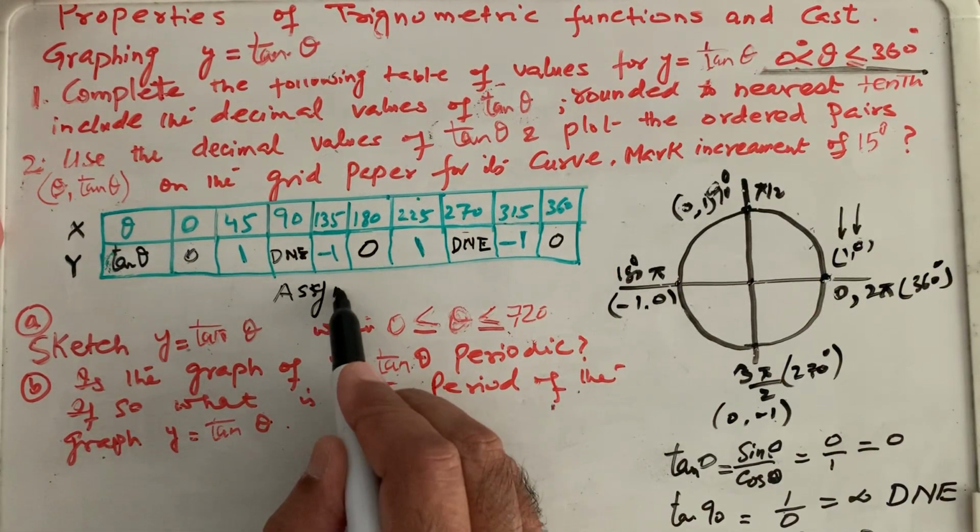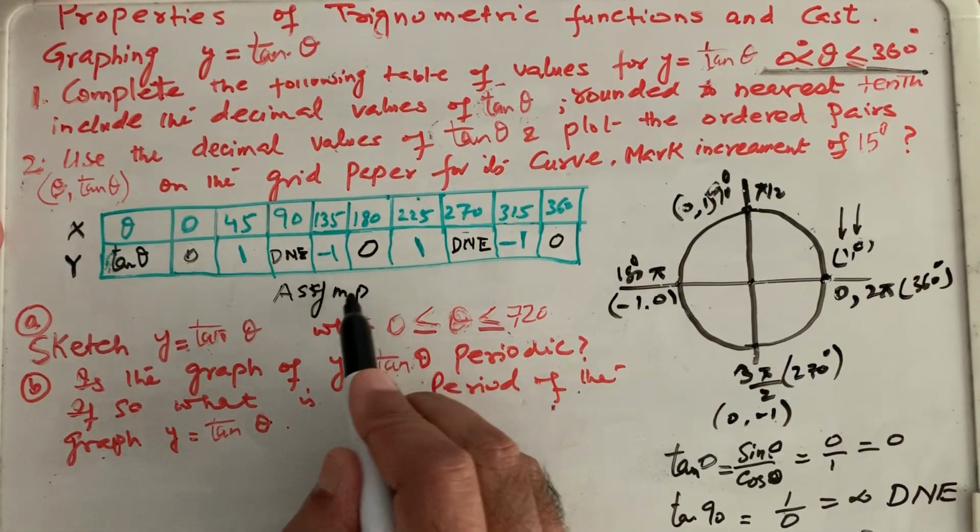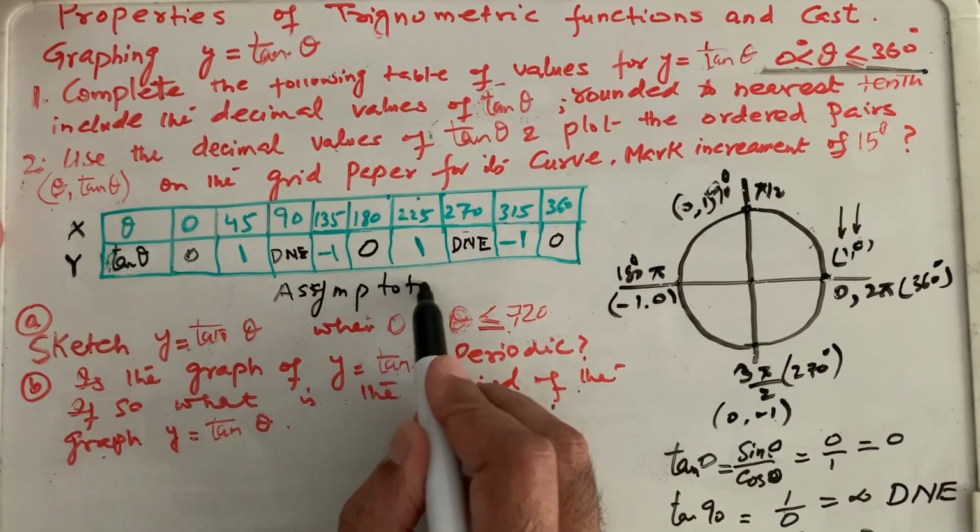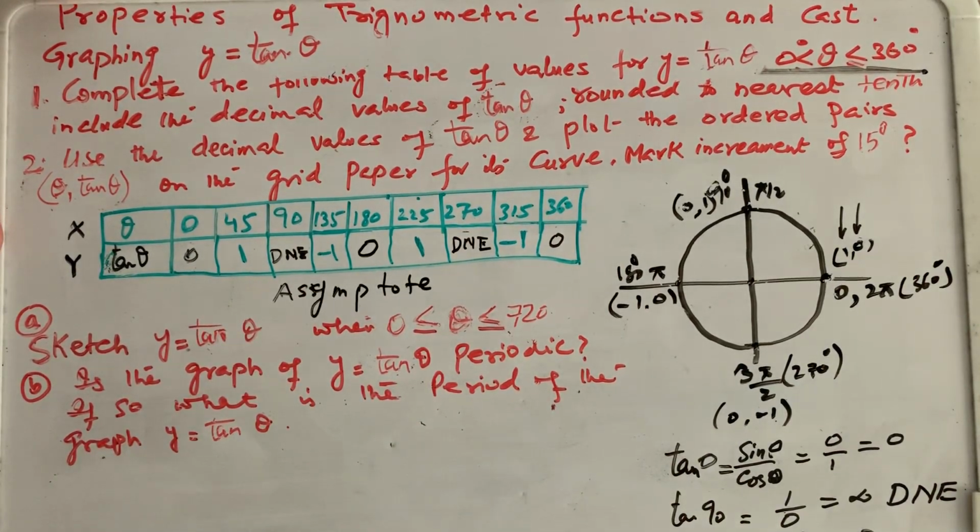Asymptote, A-S-Y-M-P-T-O-T-E. Asymptotes are curves which approach values but never touch that value. Okay, so how do we draw that? We have to see on the graph paper how theta and tangent theta look.